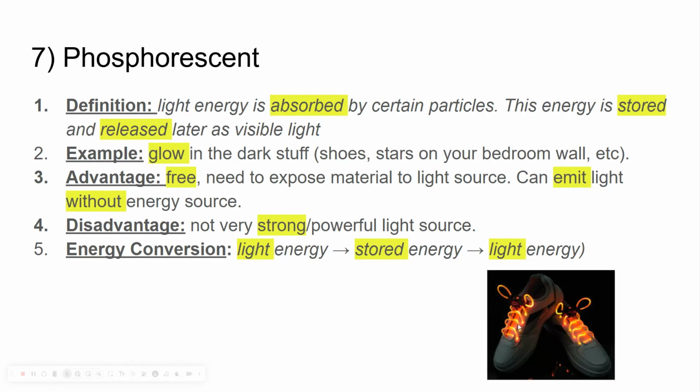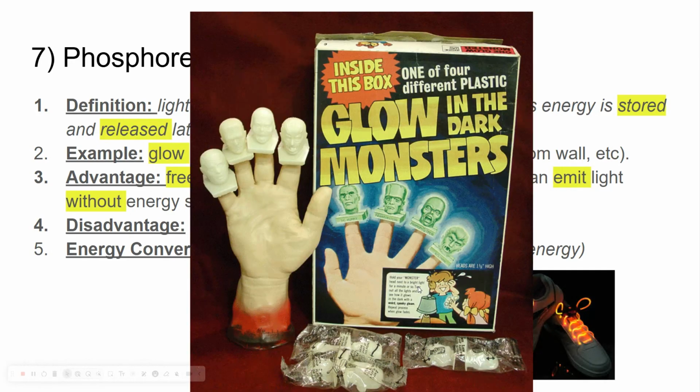So here's an example down here of some laces that glow in the dark. We would say they're phosphorescent. Here's another example, an old cereal box that comes with toys. I don't know if cereal boxes still do this. They used to come with toys all the time. It was awesome. But anyway, these monster heads would be phosphorescent. You put them out in the sun for a while, and then you bring them back into a dark room, and they glow in the dark. They're phosphorescent. They absorb light energy.